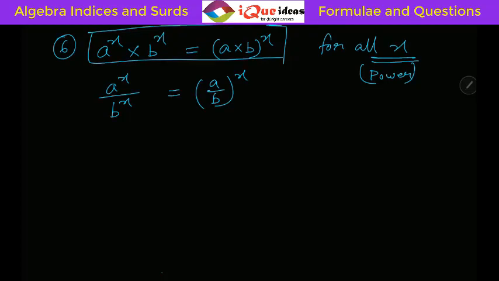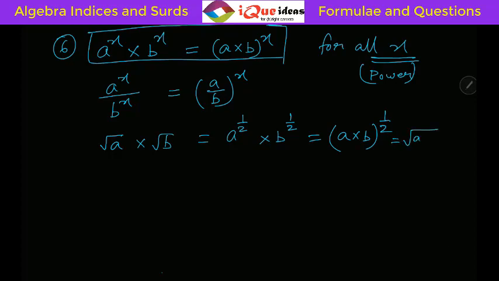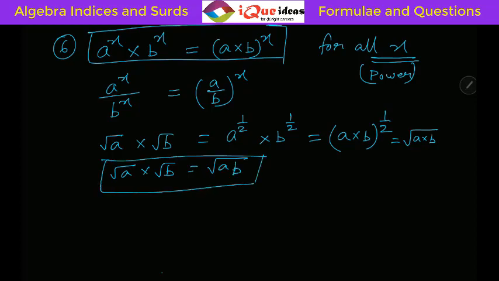Now suppose it is, let's say, root of a into root of b. Now this is a very important one. This is a to the power 1 by 2 into b to the power 1 by 2. Hence we can take it as a into b and whole to the power 1 by 2. Right? Or we can straight away say that it is root of a into b, because power 1 by 2 means root. That means we can directly say that root a into root b is equal to root of ab. Right? So this is one important rule that we can use for a lot of our questions.